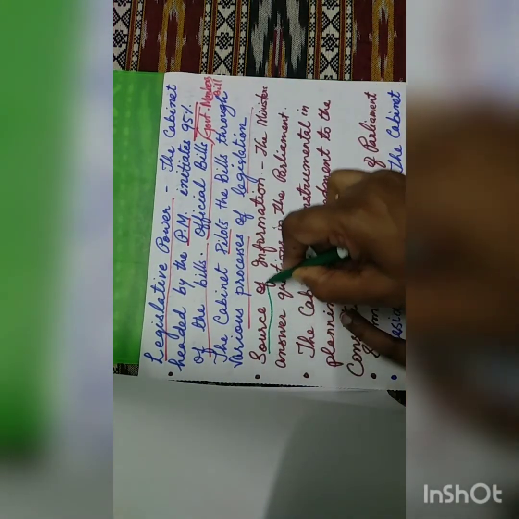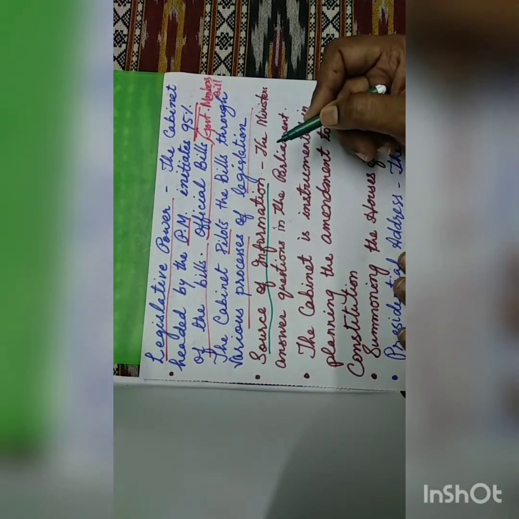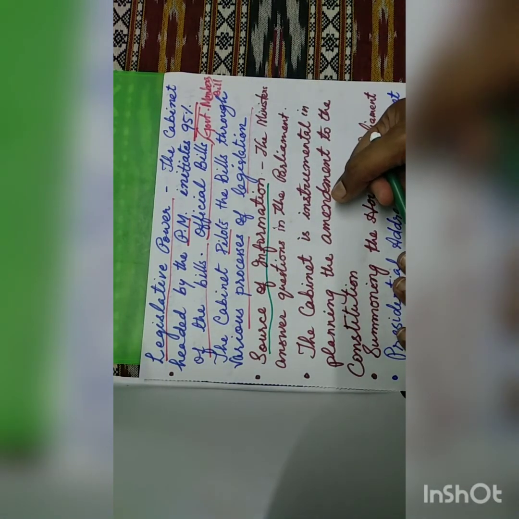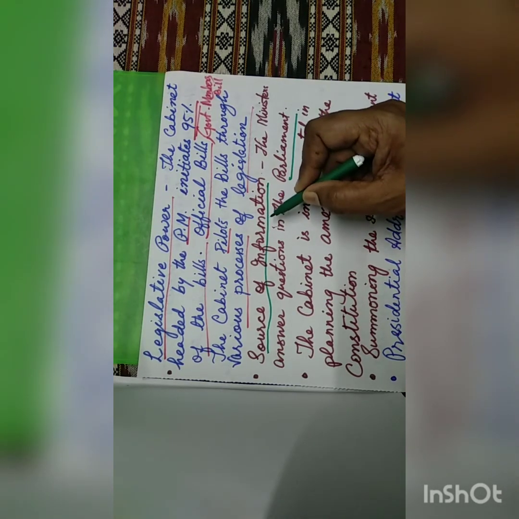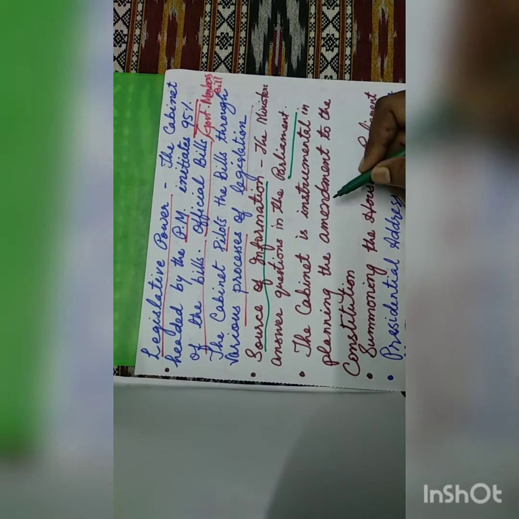There is a source of information as a legislative power. The ministers answer the questions of the members in the parliament. Because they are answerable, they are supposed to answer in the parliament. This is a source of information that the ministers give to the members of parliament, and members of parliament must intimate it to the people of their constituency. Hence, the cabinet ministers or the council of ministers are a source of information.